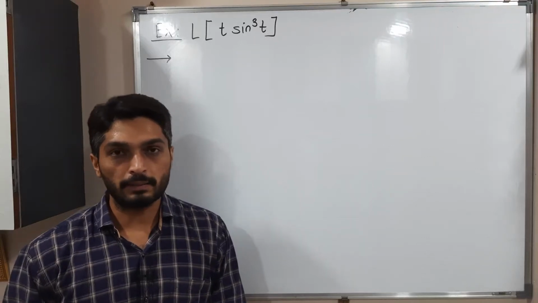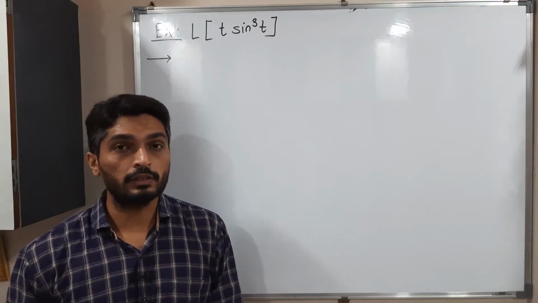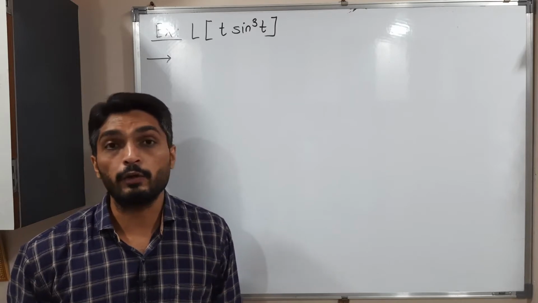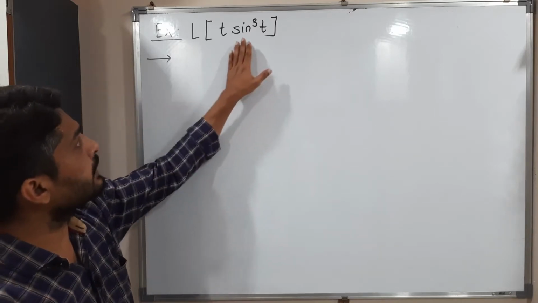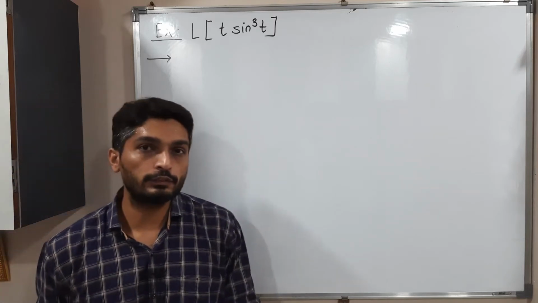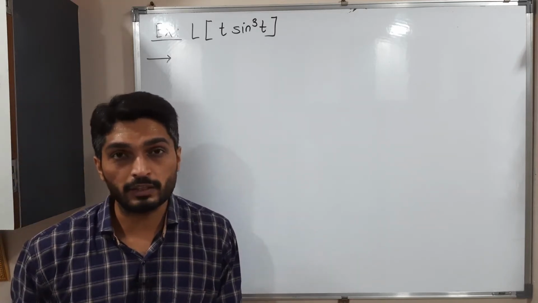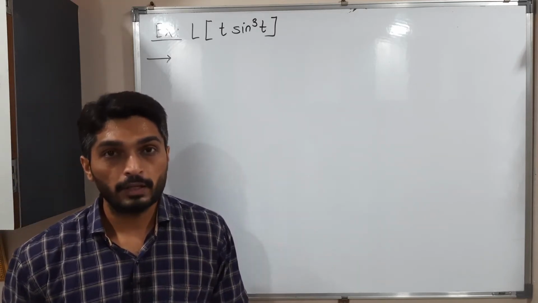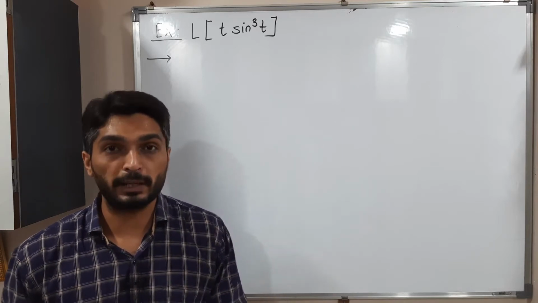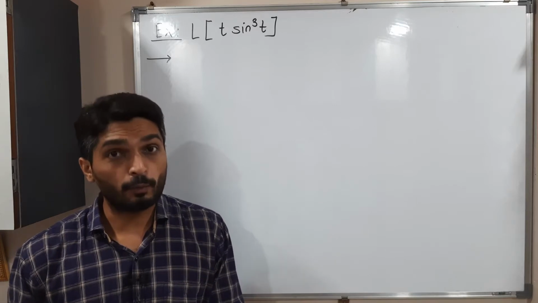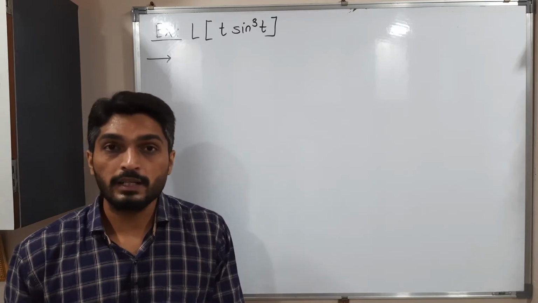Let us discuss this example. In this example, we have a function t sine cube t. We have to find its Laplace transform. Okay. So see, you know that always we start from the right hand side. The first function is sine cube t, and after that its multiple is t. So t is there, so that's why I'm going to use effect of multiplication by t. Getting? But first of all, we have to find Laplace of sine cube t.